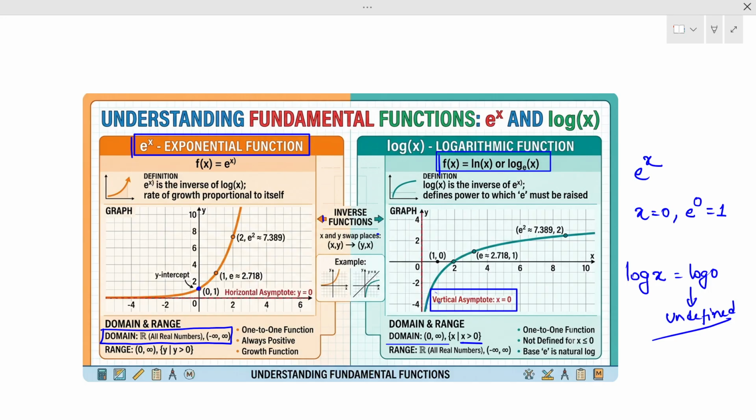Next, for the range, again it can take all the values, so the range will be the real numbers, right?